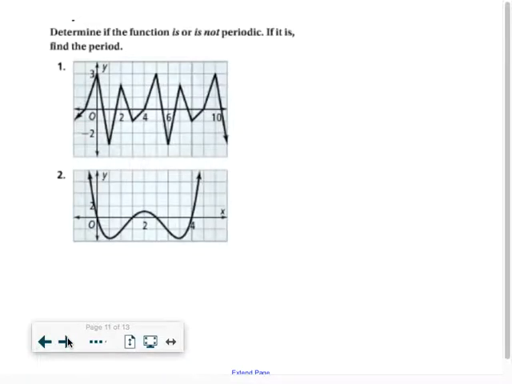So, determine if the function is or is not periodic. If it is, find the period. So what I'd like you to do is pause the video and try this.